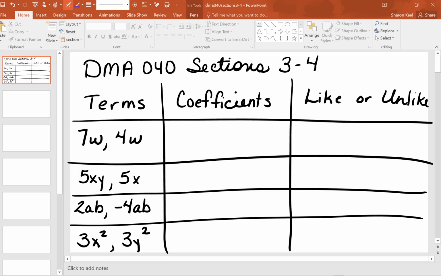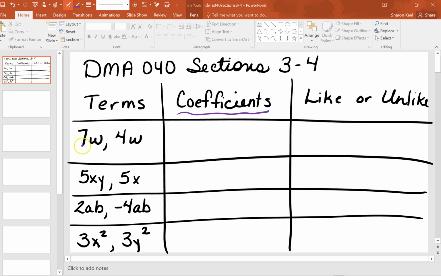Ladies and gentlemen, we're working on DMA 40 sections 3 and 4. In section 3, we are looking at various terms. As we're looking at terms, we need to identify, first of all, what is the coefficient of each term, and then we're going to determine if they are like or unlike terms, and we'll talk about why they are or are not. So in our first example, we have 7W and we have 4W.